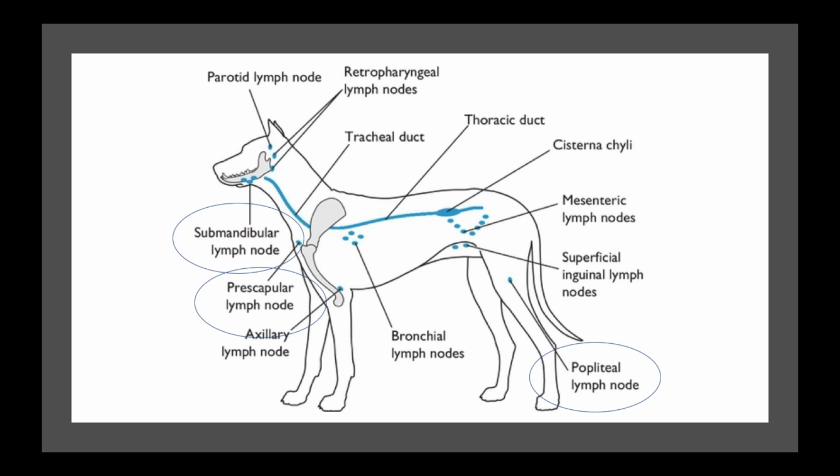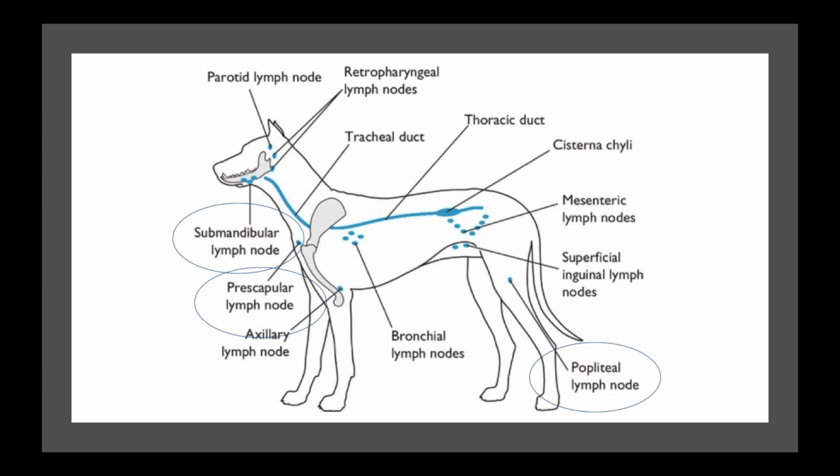So common locations: submandibular lymph node, it's right at the very caudal base of the mandible, and it's just below the mandible. Typically on cats, it's about the size of a pea. On dogs, it's about the size of a kidney bean. Prescapular is just in front of the shoulder or the scapular region, and same idea, same size.